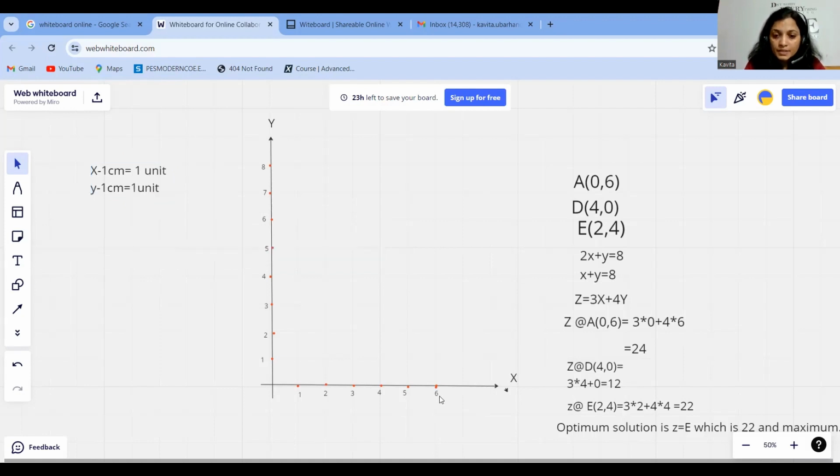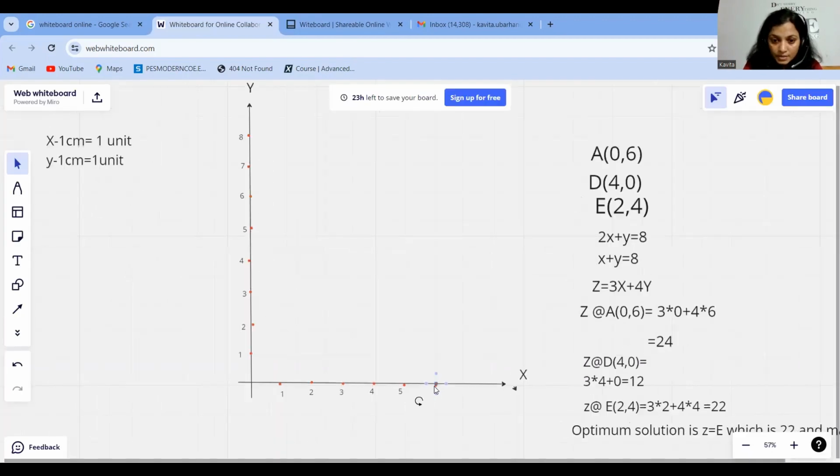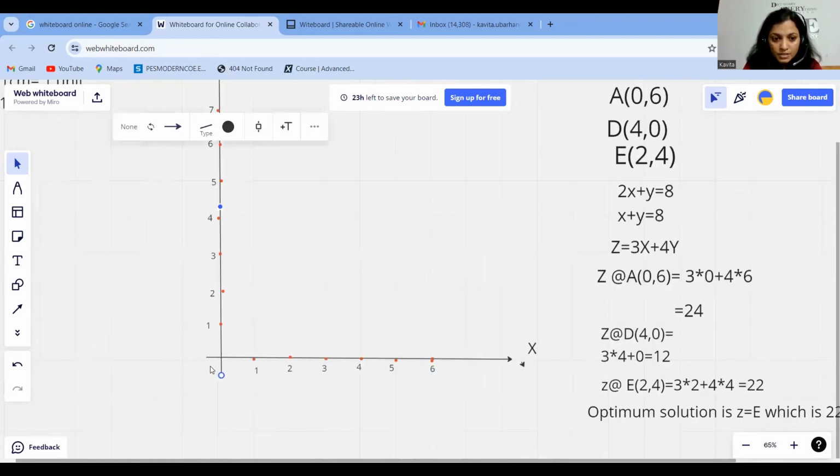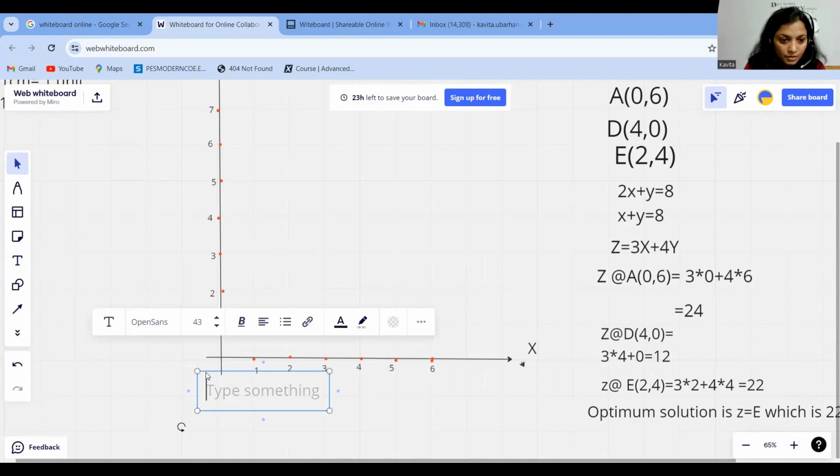Here on x-axis I've already given units for 1 centimeter, 1, 2, 3, 4, 5 and 6 for 6 centimeters, and on y-axis the same scale I have drawn here. Whatever scale you choose for x-axis, the same scale you need to choose for y-axis also. That will be easier to calculate the feasible region and optimum solution. So the first equation, the first point is 6, 0. 6 on x-axis and 0 on y-axis.